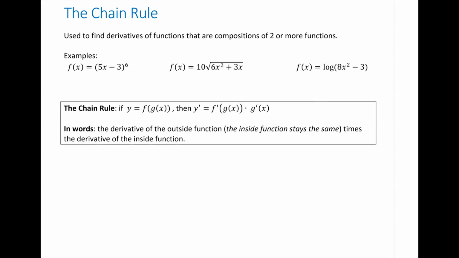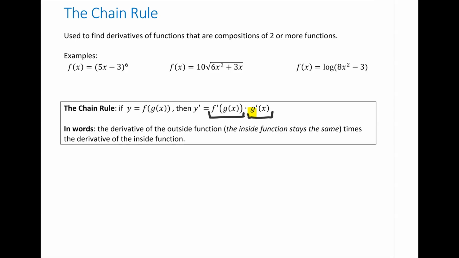So what does the chain rule say? If you have a function inside of another function, like what we had in these three examples, then the way you get that derivative, and the easiest way for me to remember it is in words, is you take the derivative of the outside, the outer function, and then you multiply that by the derivative of the stuff that's inside. So the derivative of the outside multiplied by the derivative of the inside.